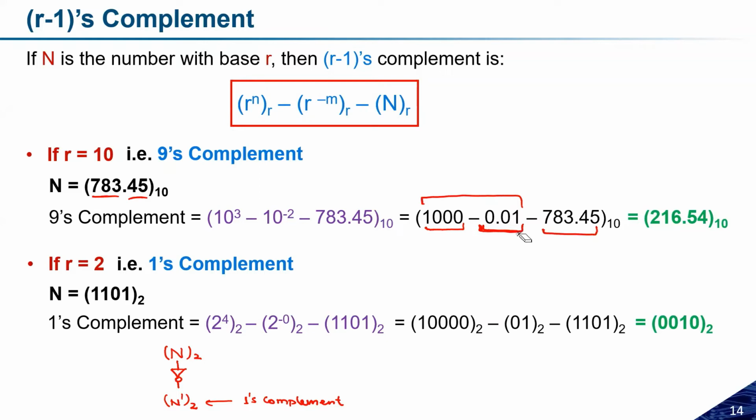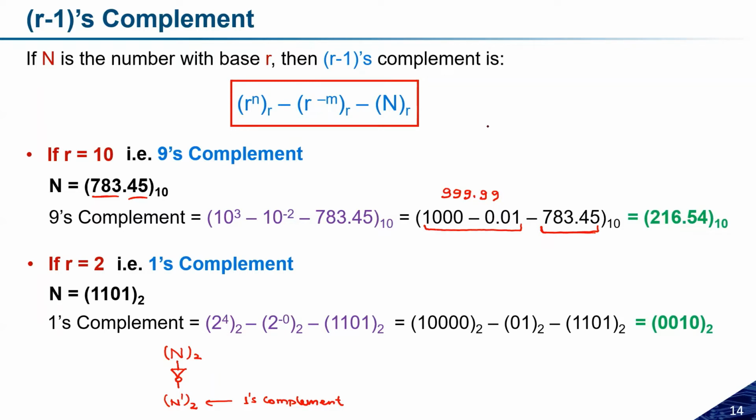And if you see the first two parts here, let me change the color. This is the actual number of which we have to calculate the 9's complement. We are subtracting this number from some number which is coming from the number of digits. This information is like 1000 minus 0.01. If we solve this, it will come to 999.99. So this is 999.99 minus 783 point something. This is what we are doing.